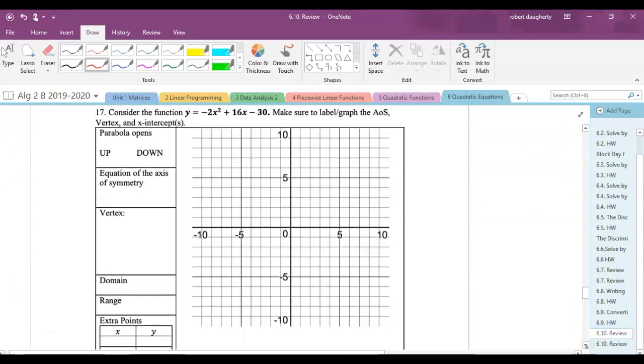Let's look at the next guy. Consider this function. This parabola opens down. This is in standard form. What is the axis of symmetry? That's x equal negative b over 2 times a. So that's going to be negative 16 over negative 4, which is 4. So x equal 4 is the axis of symmetry.